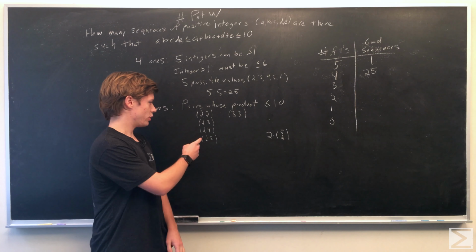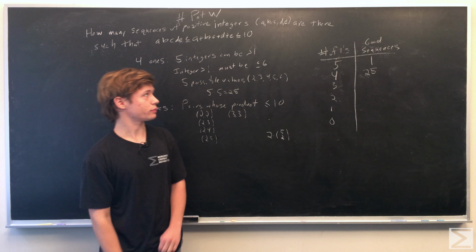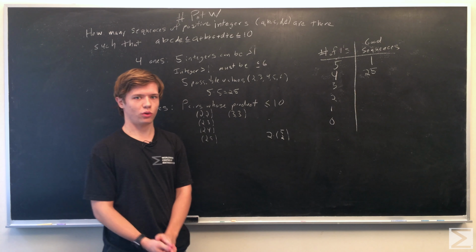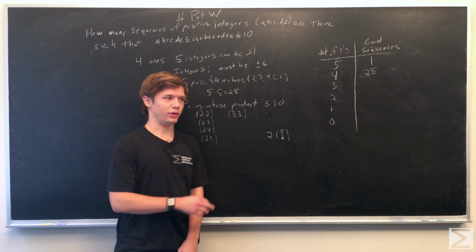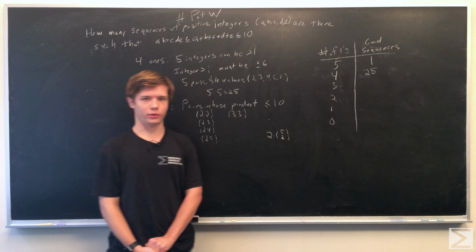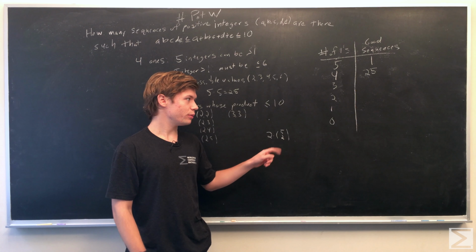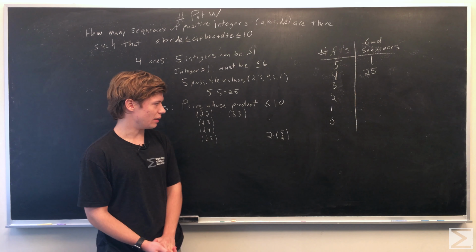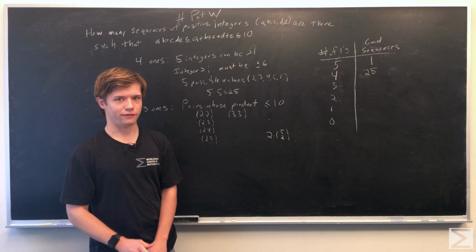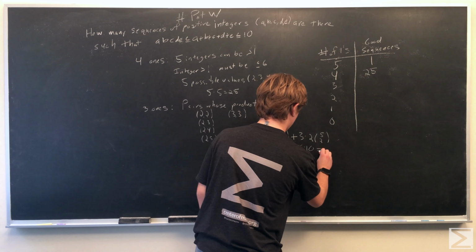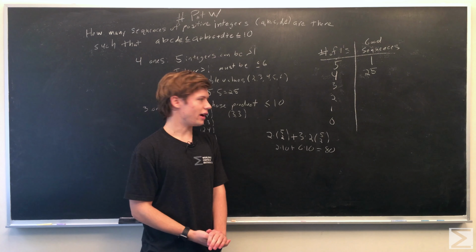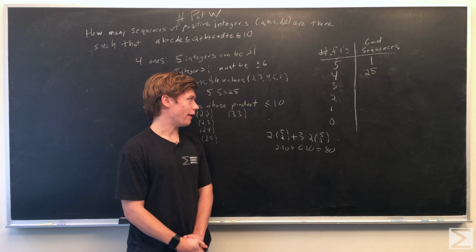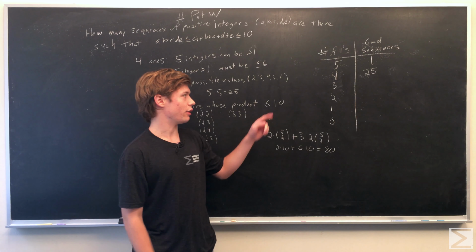For 2, 3, 2, 4, and 2, 5, again, we pick 2 of these to set as greater than 1. But then we have to take into account order, because these don't have the same digits. So we again do 5 choose 2, but we multiply that by 2 factorial to take into account the order. So it's just 2 factorial times 5 choose 2. In doing this addition, we see that there are 80 possible good sequences if there are 3 ones.